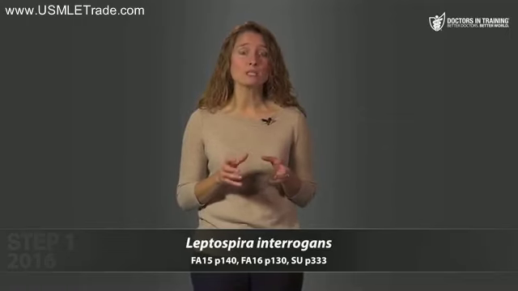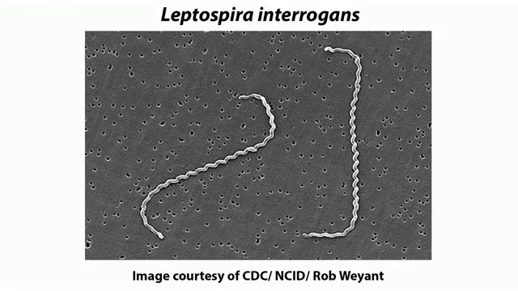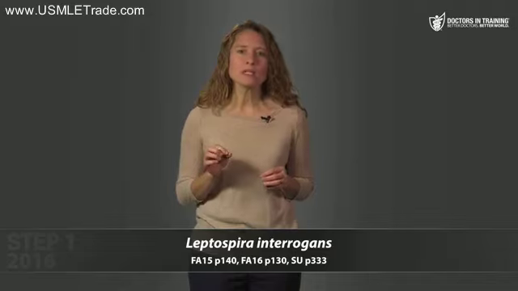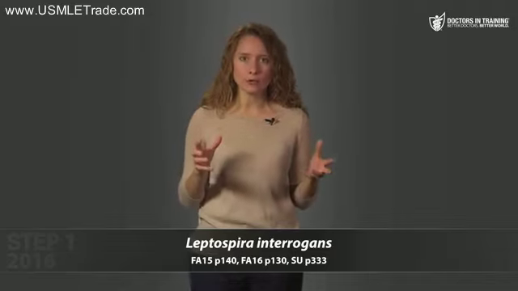So let's start with Leptospira interrogans. Leptospira is a spiral-shaped bacteria like other spirochetes, but it has a question mark shape at the end of its tail, like you see at the top of this image. One way to remember that this is interrogans sounds like interrogation, and thus that little question mark shape. Leptospira is found in water contaminated with animal urine.